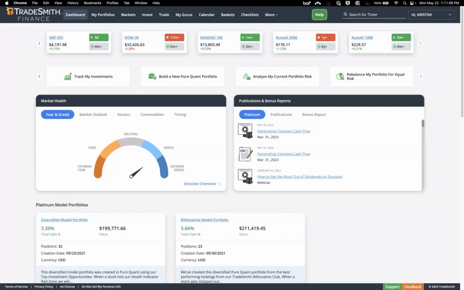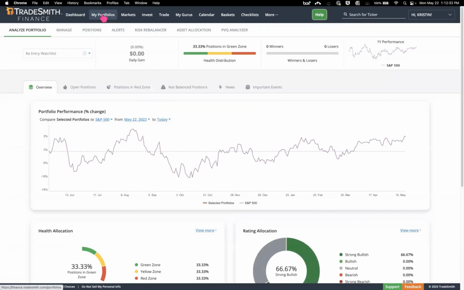And we'll get started. For today's demonstration, we're going to rebalance a test investment portfolio with stocks of varying risks and health. So there's all kinds of stuff in there. I did add red zone stock so that you can see how the risk rebalancer handles these positions. So to get to the risk rebalancer tool, you are just going to select my portfolios. And then you're just going to simply select risk rebalancer here.